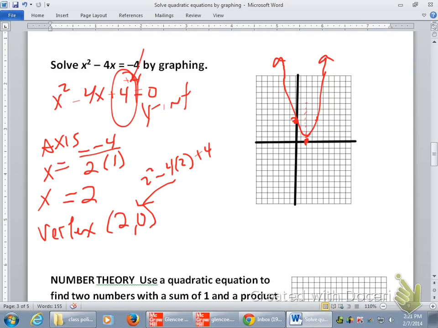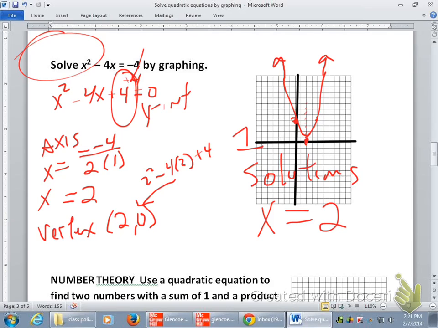Anyways, the whole point of that, remember, was to solve by graphing. So how many solutions are there? There is one solution. There appears to be one solution. And what is it? X equals 2. So definitely solvable by graphing.